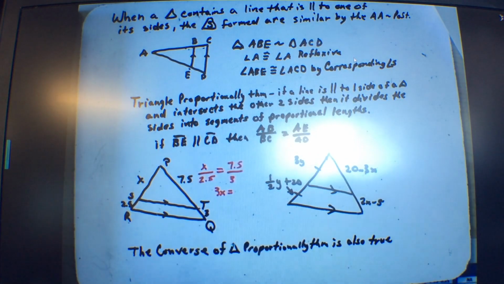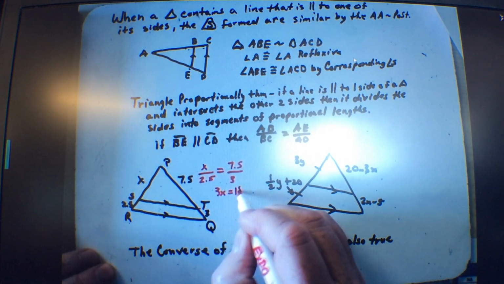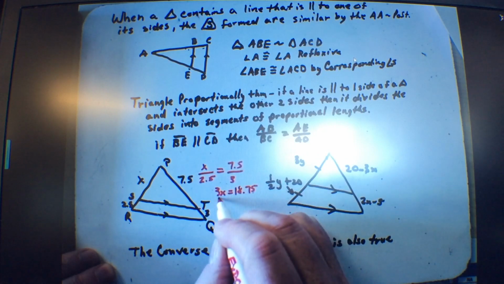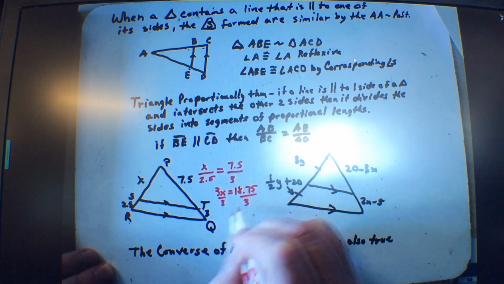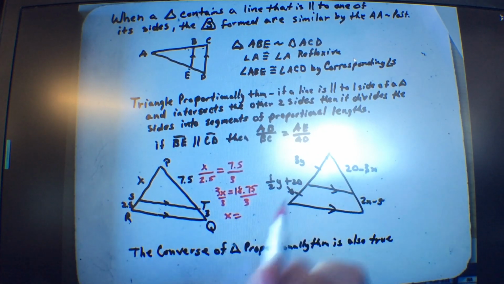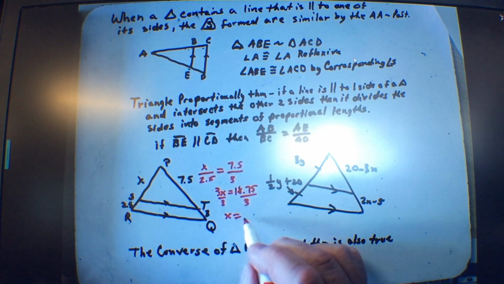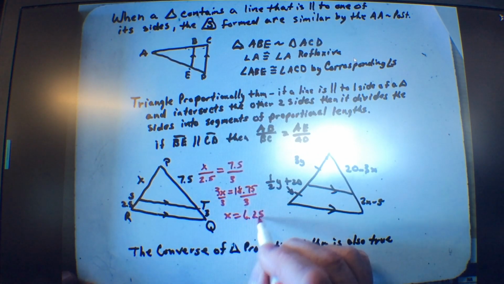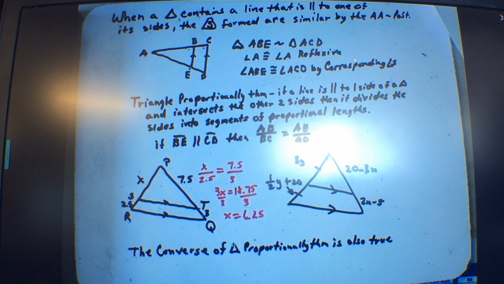I got 10. 7.5, you added them, didn't you? I want you to multiply them. 18.75, and then would you take both sides divided by 3? We get x equals what? 6.25. Do you agree with that?